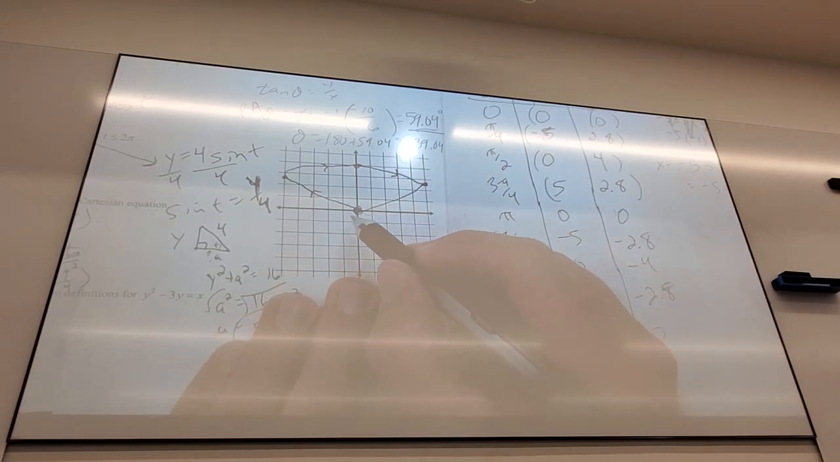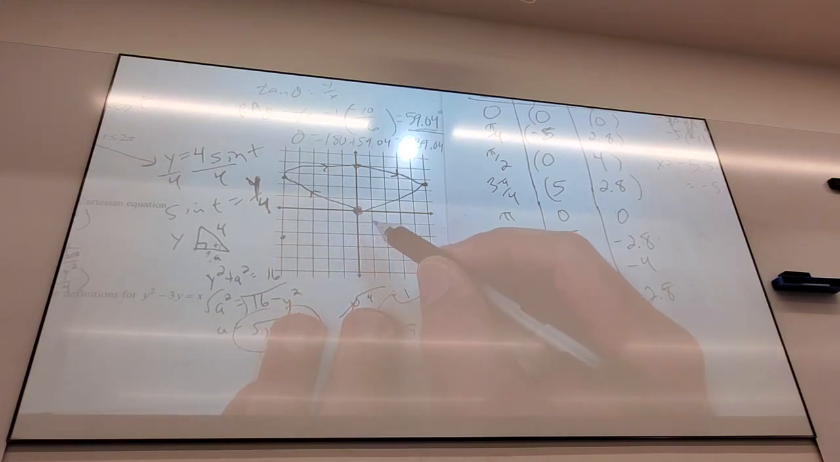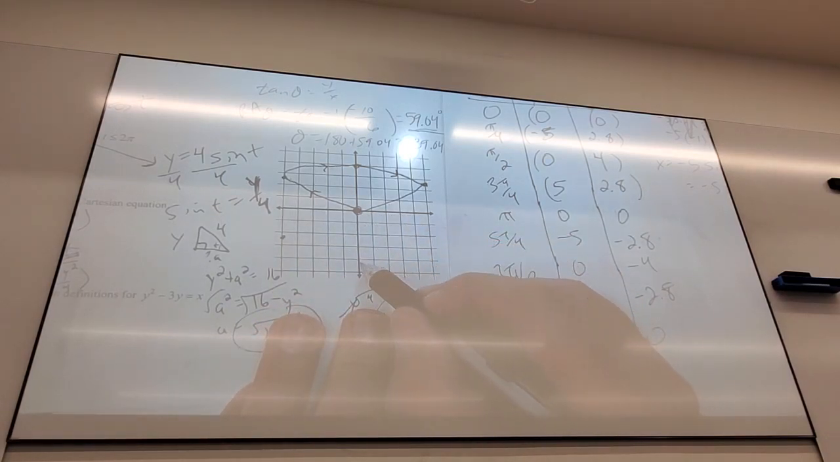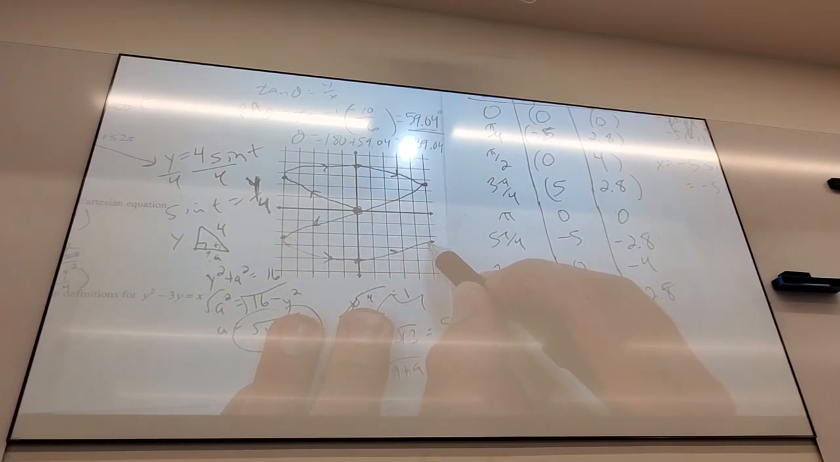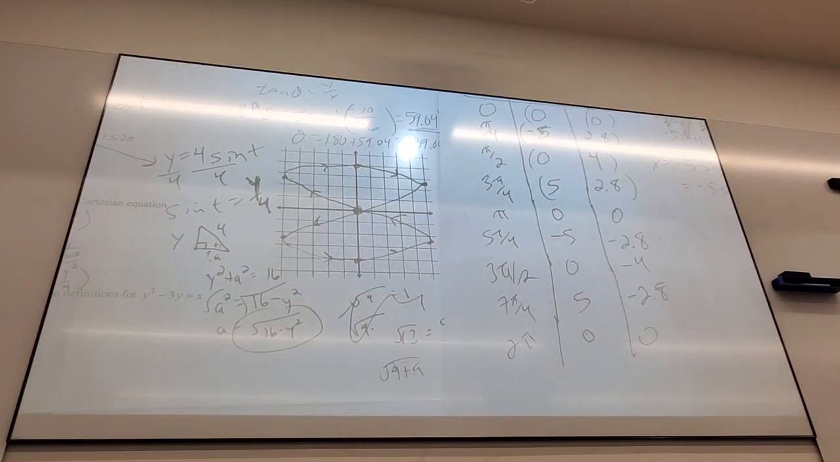Negative 5, negative 2.8. So can you guys see where this is headed? Negative 5, negative 2.8, 0, negative 4, 5, negative 2.8, and then 0, 0. So it just goes through here, here, here, then back. And hopefully maybe some of you guys drew a little bit better than me.